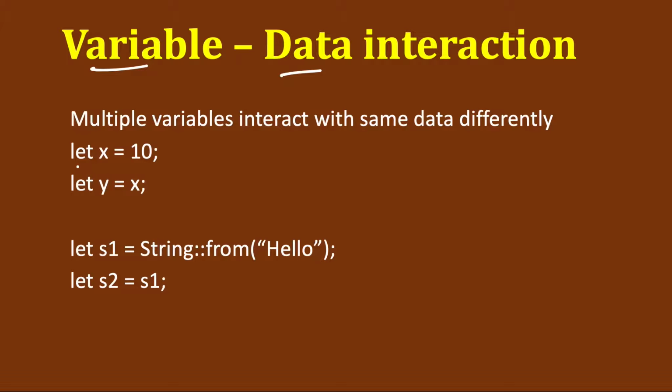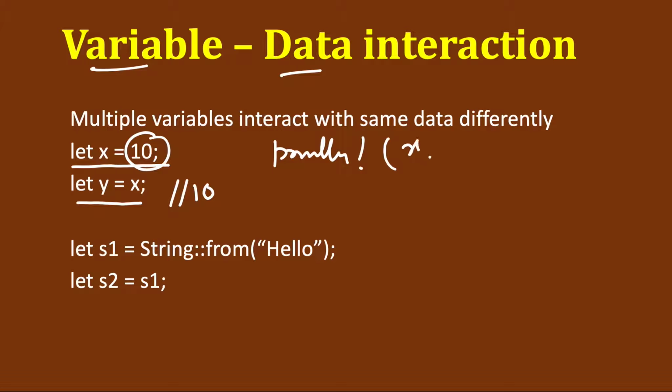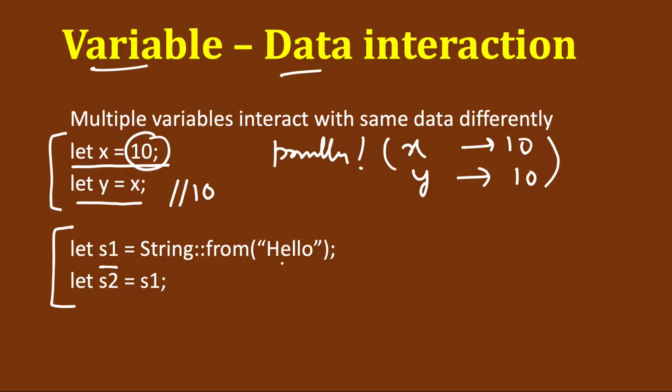For example, if we write a variable x and assign a value of 10, and then we create a new variable y and assign it to x, then there is a copy, because this is a scalar value and this value is copied, and y also gets a value of 10. So when we do println x, it will print 10. When we do println y, it will also print 10. So it's copied here. But if we see this example, which looks very similar, there is a difference: this hello is stored in the heap instead of the stack. So here also we are creating a variable s1, and this will be holding the value of hello.